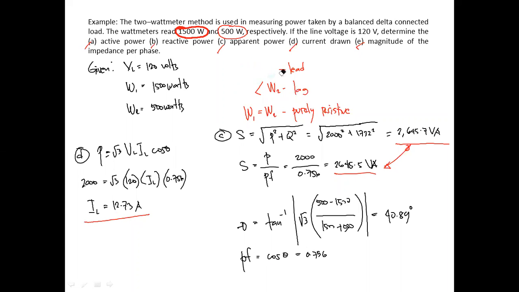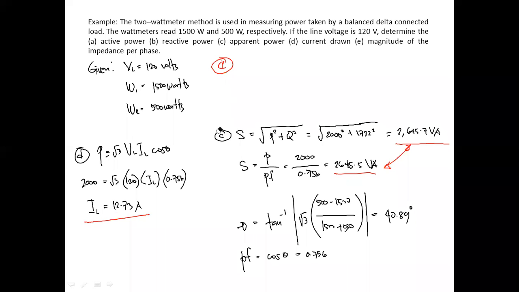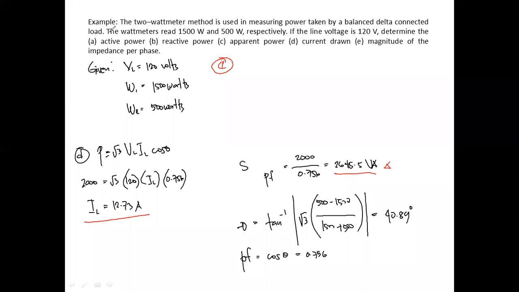Okay, so we can calculate for letter E the impedance. Never mind the magnitude, we'll just calculate the complex expression of the impedance per phase of the delta connected load. So for letter E, first, the expression for the impedance is given by this one.